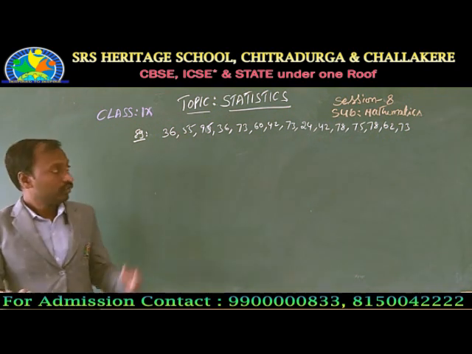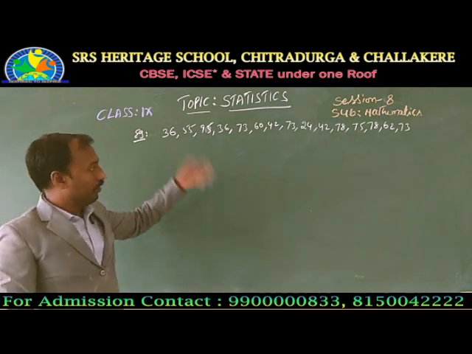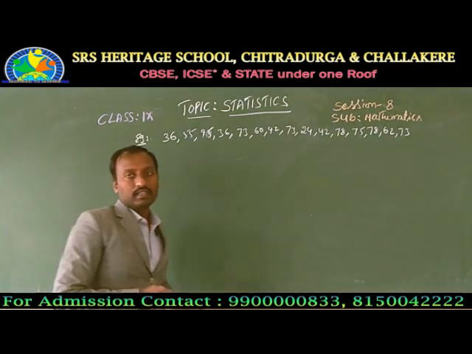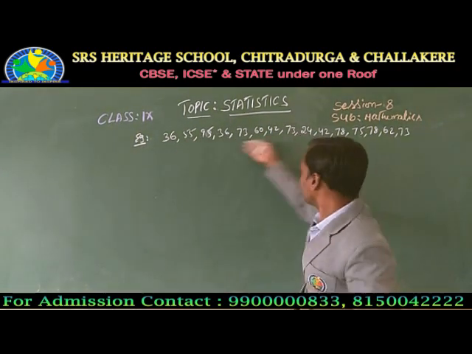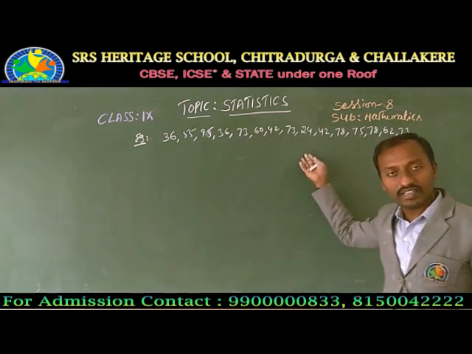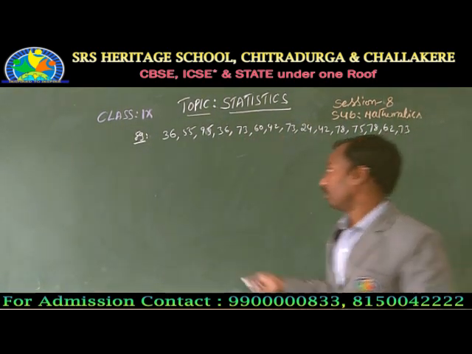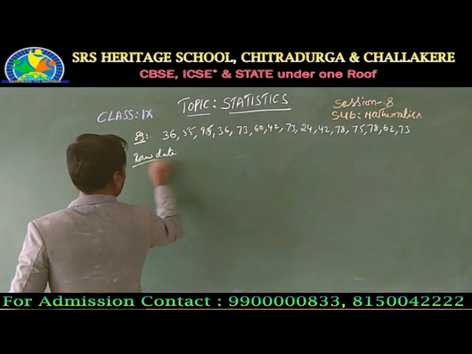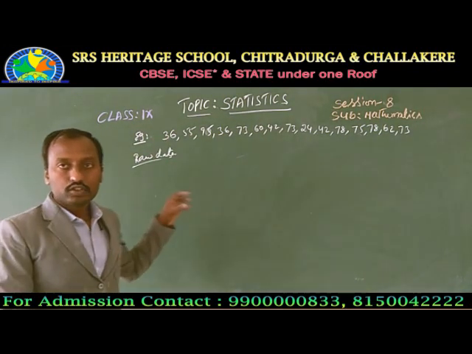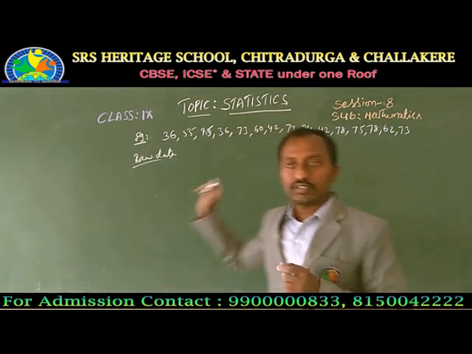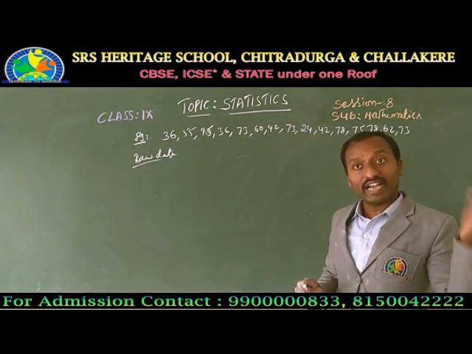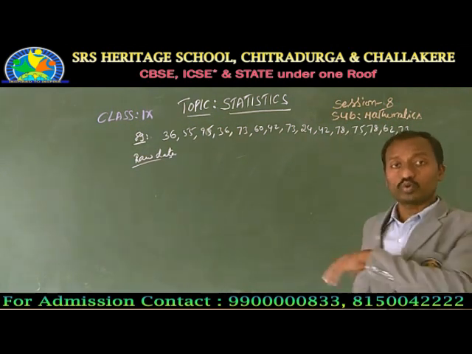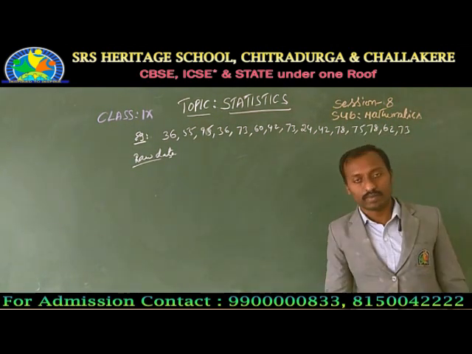So now, the way of representing the data: this data in this form is called raw data. What is it? Raw data. By looking at it in this form, you can find the highest value and the lowest value, that is, who scored the highest marks and who scored the least marks.